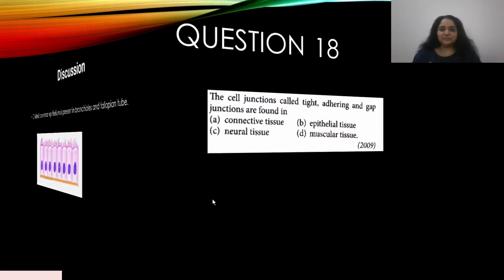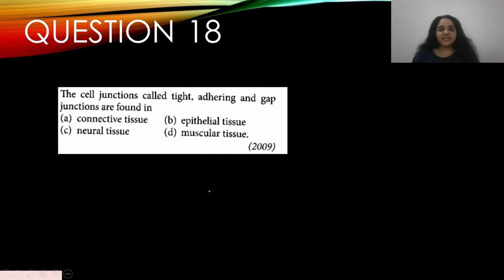Okay, let's move on. Question number 18. The cell junctions called tight, adhering and gap junctions are found in, this appeared in 2009, A, connective tissue, B, epithelial tissue, C, neural tissue, D, muscular tissue. So they are found in B, epithelial tissue. The answer is B.